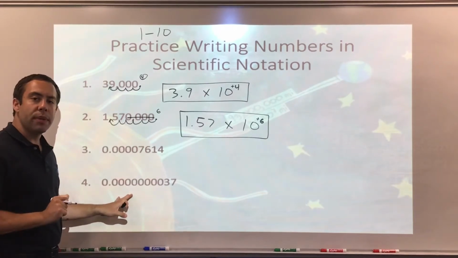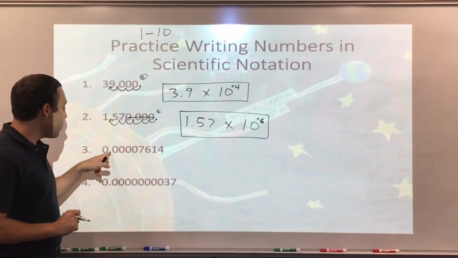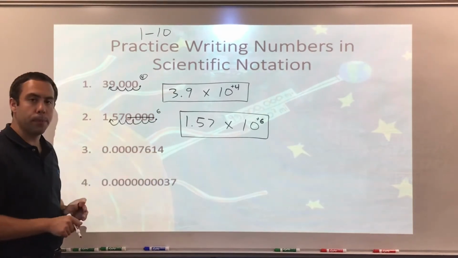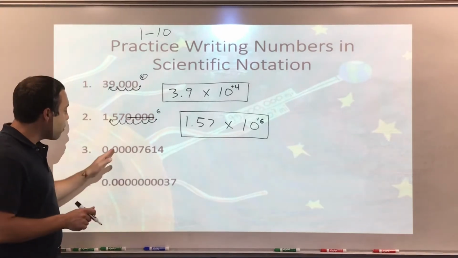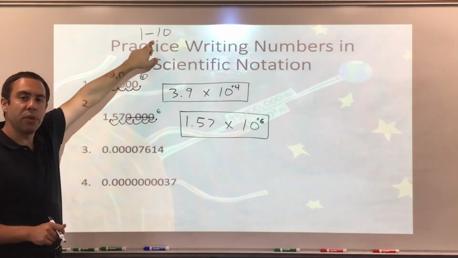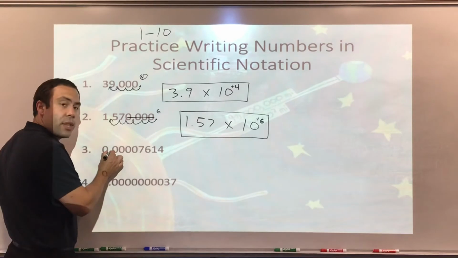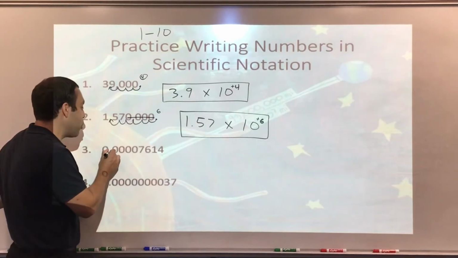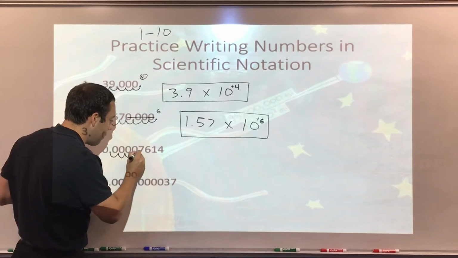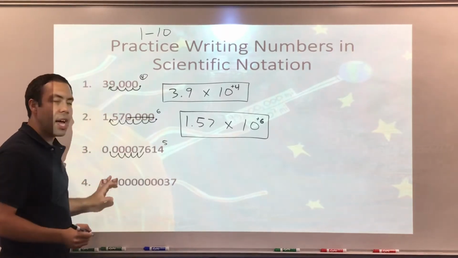Question 3 is a little bit different. Here we have a small number. The decimal point is here, we have a few zeros, then we have 7614. This time we're going to move the decimal point to the right until we get a number between 1 and 10. We start here at the decimal point, and we count the number of times we move that decimal point over. 1, 2, 3, 4, 5. So we moved it to the right 5 times.